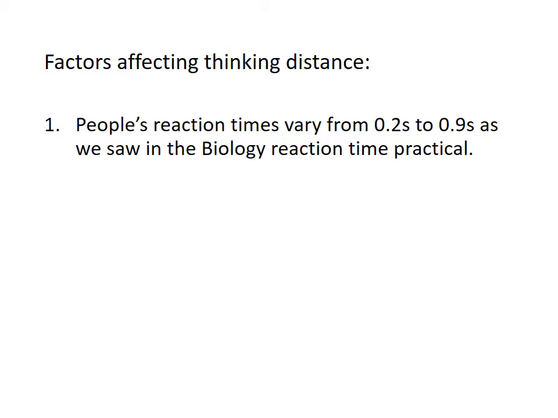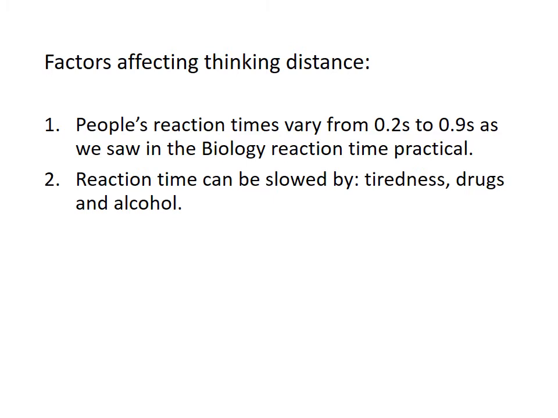Now we can apply a value to that, and we can say that actually people's reaction times will vary from 0.2 seconds all the way up to 0.9 seconds. So we see natural variation in reaction time, so therefore we're going to see natural variation in the thinking distance, and so the distance covered by the car before the brakes are applied, but while the person is reacting to a perceived threat. So anything that affects your reactions can therefore affect your thinking time.